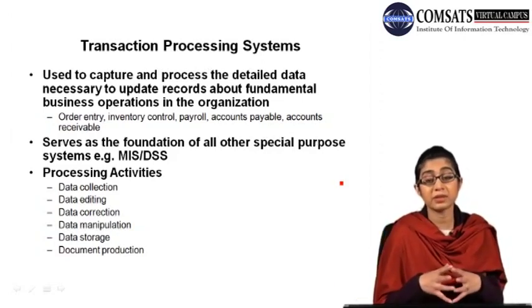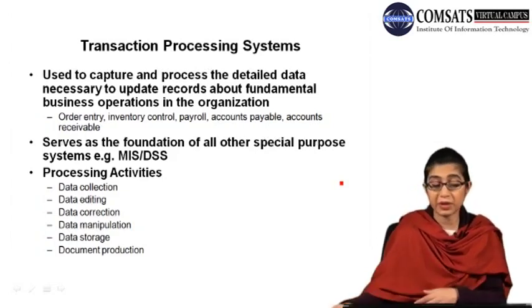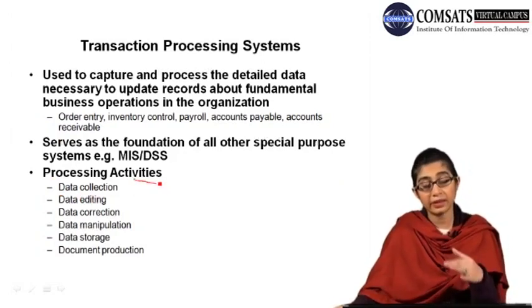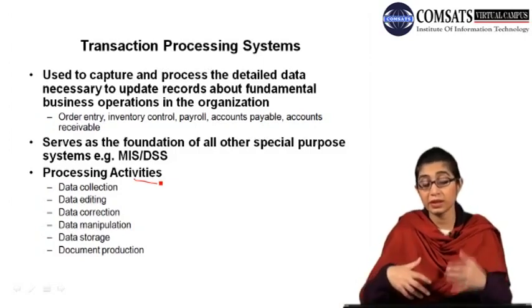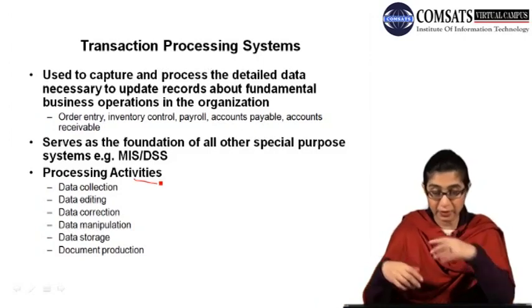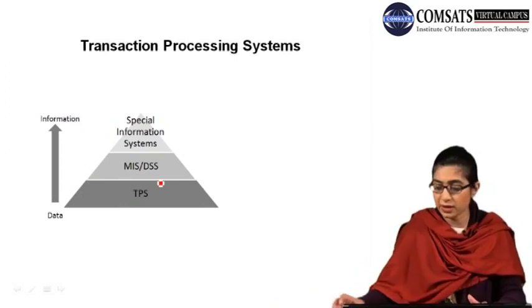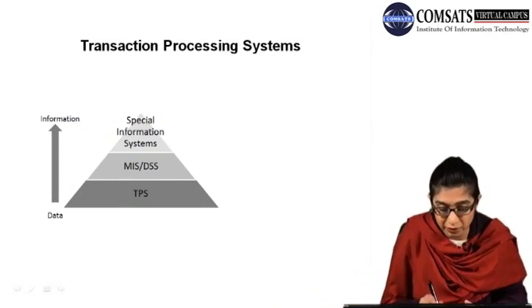The different processing activities of transaction processing systems mentioned here are data collection, data editing, correction, manipulation, storage and then document production. This is the list of activities performed by all the TPS. Now let's have a look at the transaction processing levels. When we talked about it, I said that they work at the very lower level.